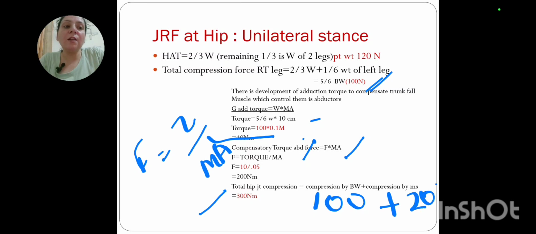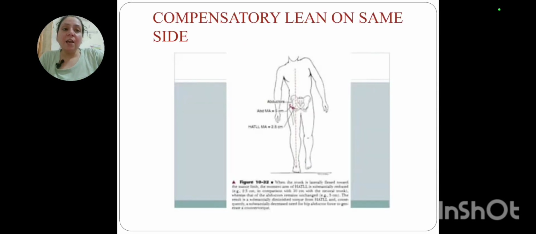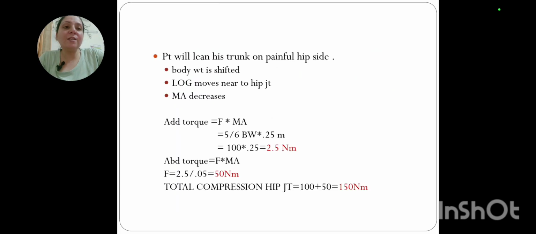So the total joint compressional force is 200 plus 100, 300 Newton acting at the hip joint when you are in a unilateral stance. Now whenever you are in a unilateral stance and you have pain at the hip, what you do is lean the trunk to the same side. The trunk will lean onto the same side.